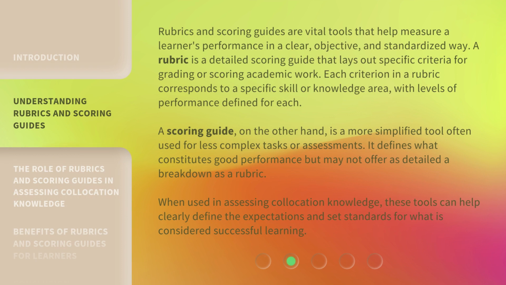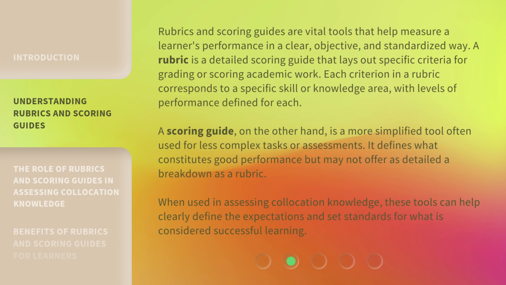Rubrics and scoring guides are vital tools that help measure a learner's performance in a clear, objective, and standardized way. A rubric is a detailed scoring guide that lays out specific criteria for grading or scoring academic work. Each criterion in a rubric corresponds to a specific skill or knowledge area, with levels of performance defined for each. A scoring guide, on the other hand, is a more simplified tool often used for less complex tasks or assessments. It defines what constitutes good performance but may not offer as detailed a breakdown as a rubric.